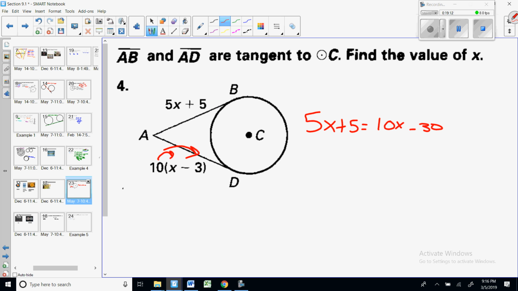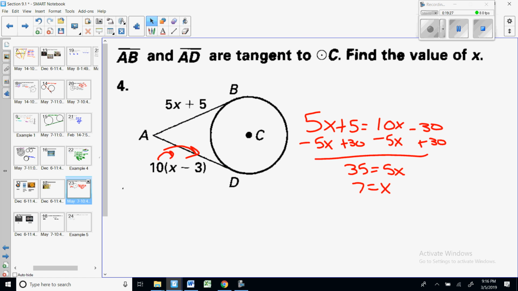Okay, take your smaller x to your bigger x, we subtract 5x, and we'll add 30 to the other side as well at the same time. That lets 35 equal 5x, and that means that x is going to be 7. Okay, are there any questions on that one?